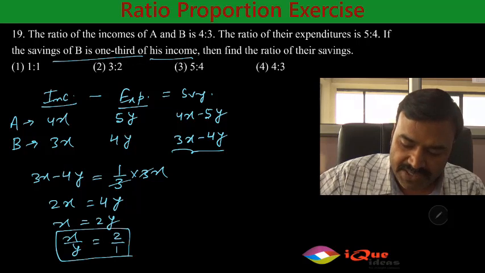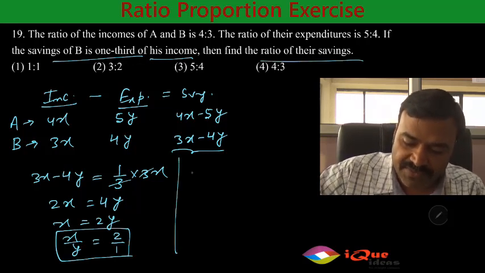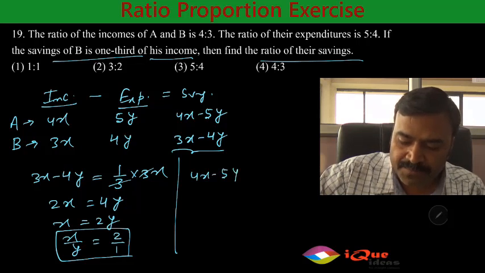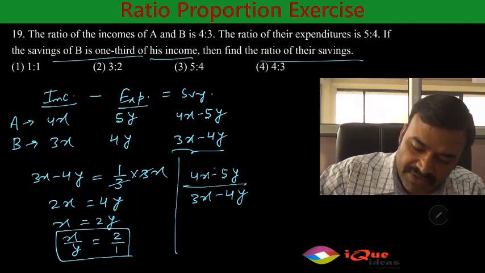Now what is the question asking? The question is asking, find the ratio of their savings. Perfect. The ratio of saving would be 4x minus 5y upon 3x minus 4y. Now all the powers are exactly the same.